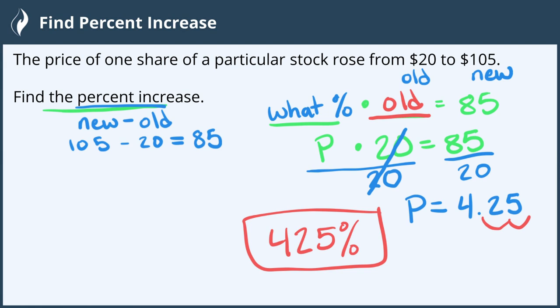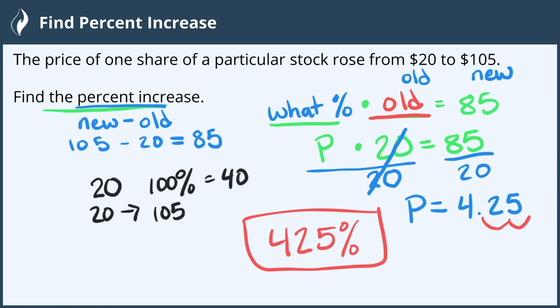If we had an increase and our old amount was 20, if we had an increase of, let's say, 100%, that would double it, making it 40. Here we went from 20 to $105. This was an increase of multiplying by maybe 5, so that would be about 400%. That makes perfect sense. So we did do our correct phrase.